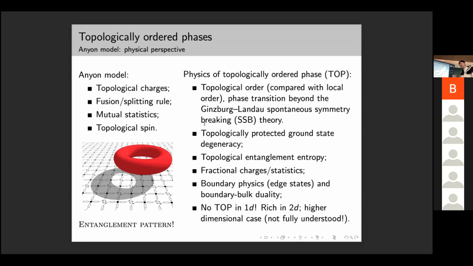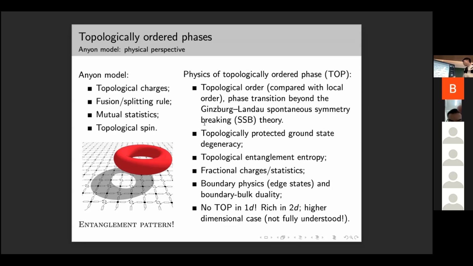We know that for a given topological system, if we try to calculate the entanglement entropy, we'll find that the topological entanglement entropy depends on the macroscopic property of the anyon model. Actually, it depends on the global quantum dimension of the topological phase. And basically, there are also some crucial things about the fractional charge and fractional statistics.